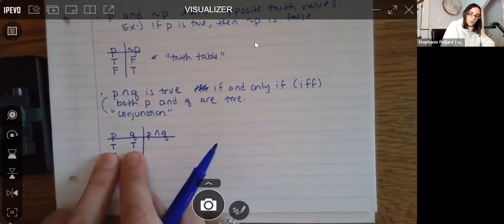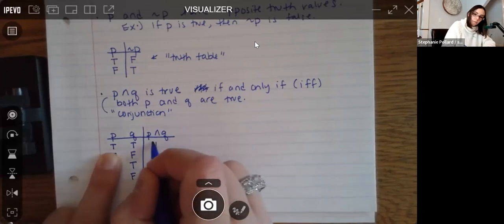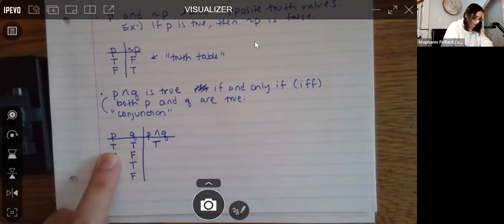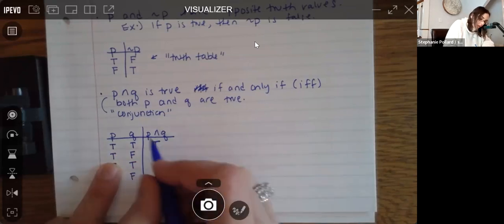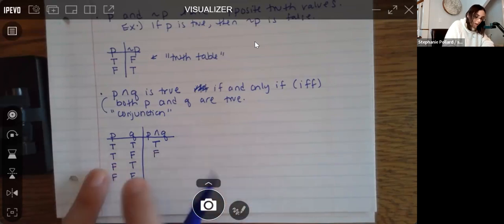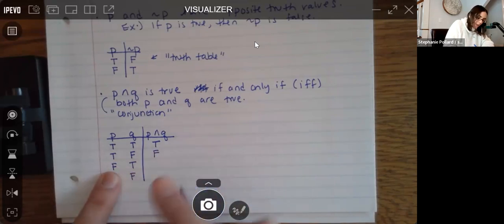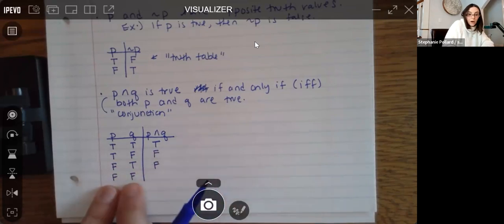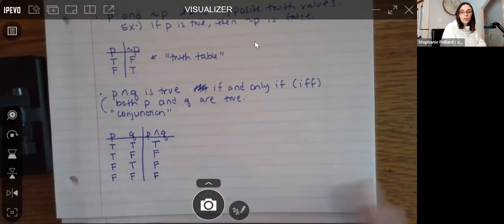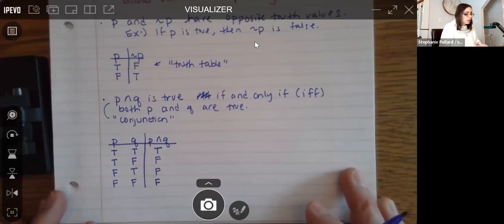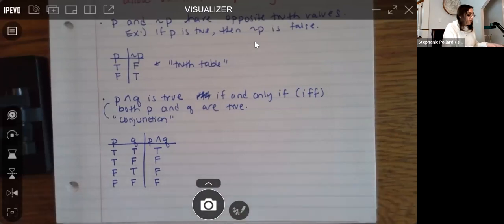Since both parts are true here, this would also be true. One part is false, so this has to be false. One part is false, so this has to be false. Both parts are false, so this is also false. So when we do truth tables, if you have a conjunction, an and statement, if you want it to be true, then both of the original parts have to also be true.